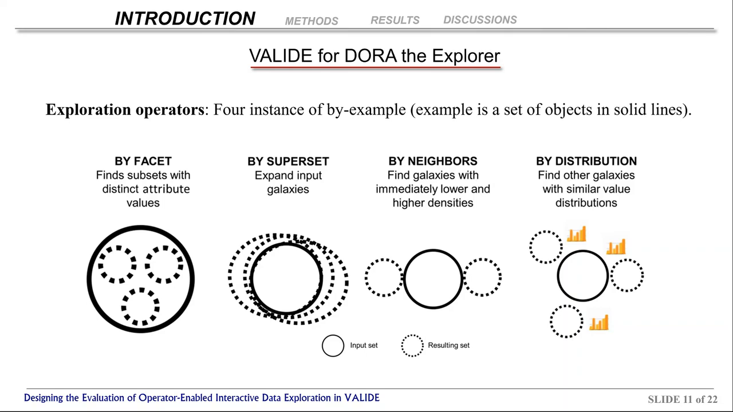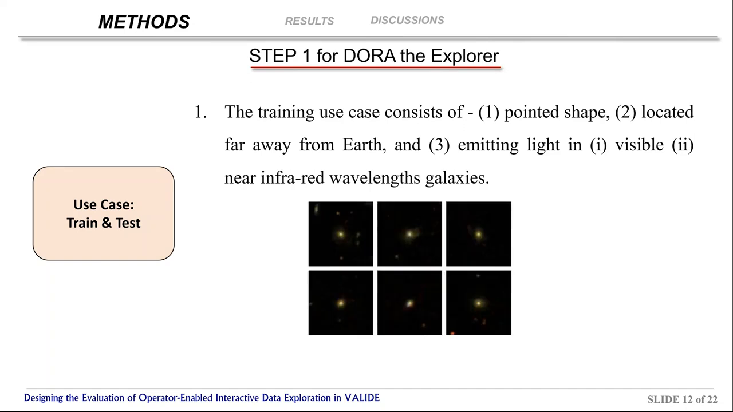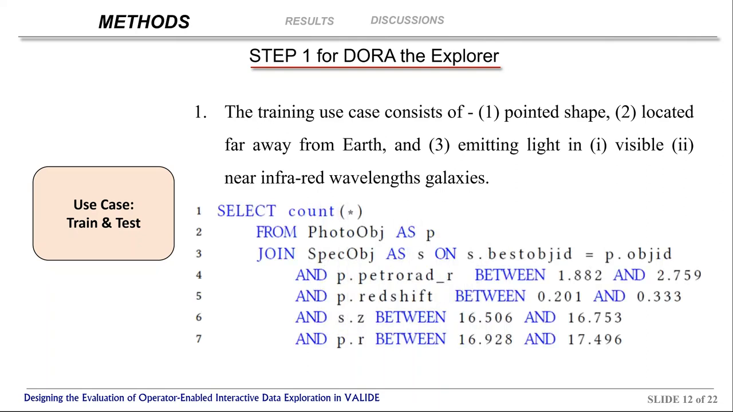Now applying step 1 of VALIDE for DORA the Explorer, the training use case consists of pointed shape galaxies, located far away from Earth and emitting light in visible and near infrared wavelength. The image for a pointed shape galaxy looks like this, and the corresponding SQL query to find the pointed shape galaxy looks like this.